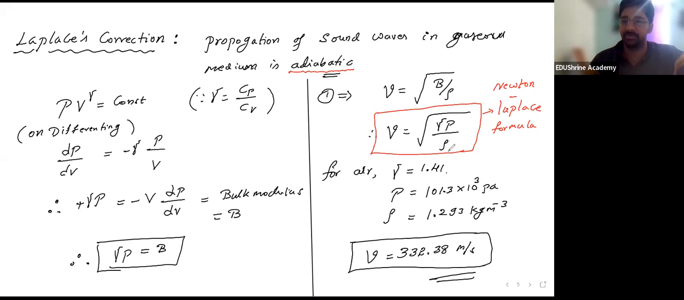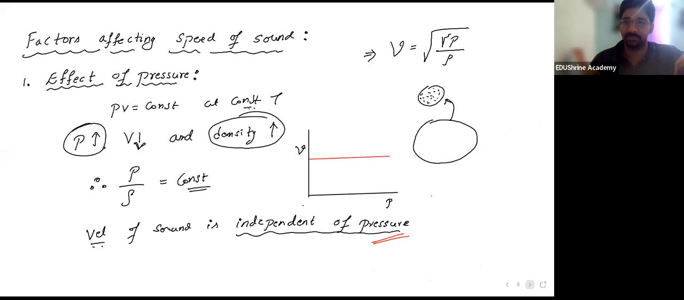Hence, it is believed that this formula is correct: V is equal to root of gamma P by rho, and the process that happens when the sound is propagating in the medium is adiabatic. It's not isothermal. And the next, factors affecting the speed of sound. Here pressure is independent of the speed of sound, so it is not affected by the pressure. Whatever the pressure, the speed of sound remains constant. You can see the graph here.